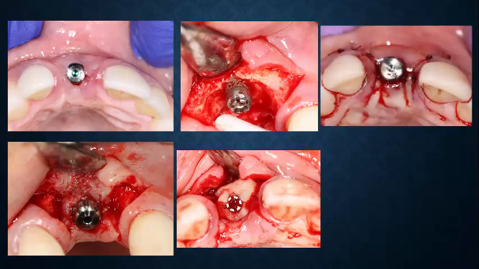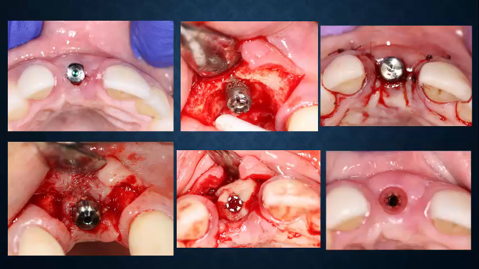And then I did an apically positioned flap, of course, here, because I also need to increase the thickness of the buccal tissue. So I placed a healing abutment, and then I moved the tissue buccally and sutured it. This is after 1 year of healing. So we can see there is good thick tissue on the buccal aspect of the implant. Normal looking sulcus. There is no inflammation, no redness. So the site looks healthy.